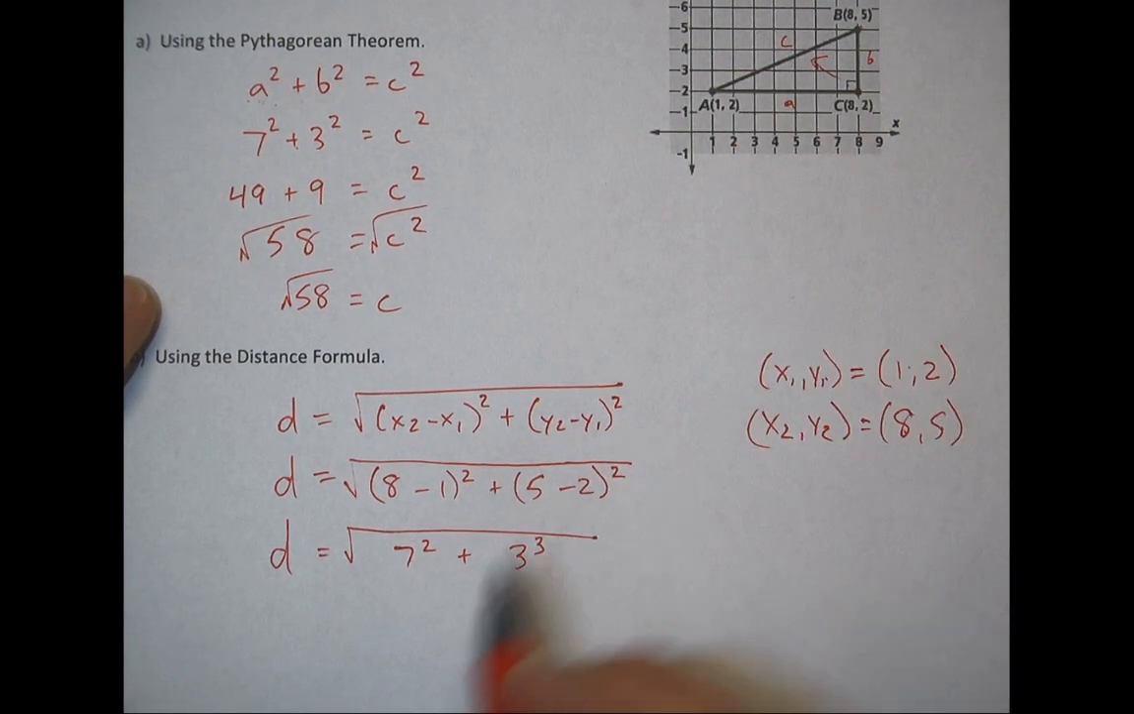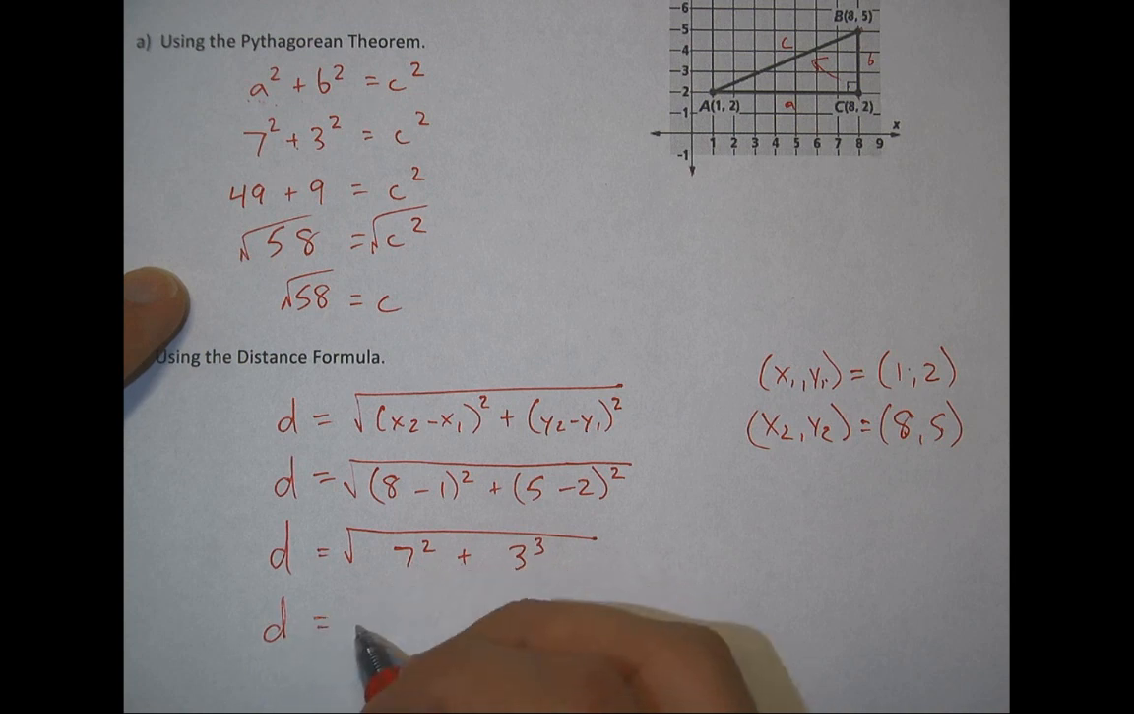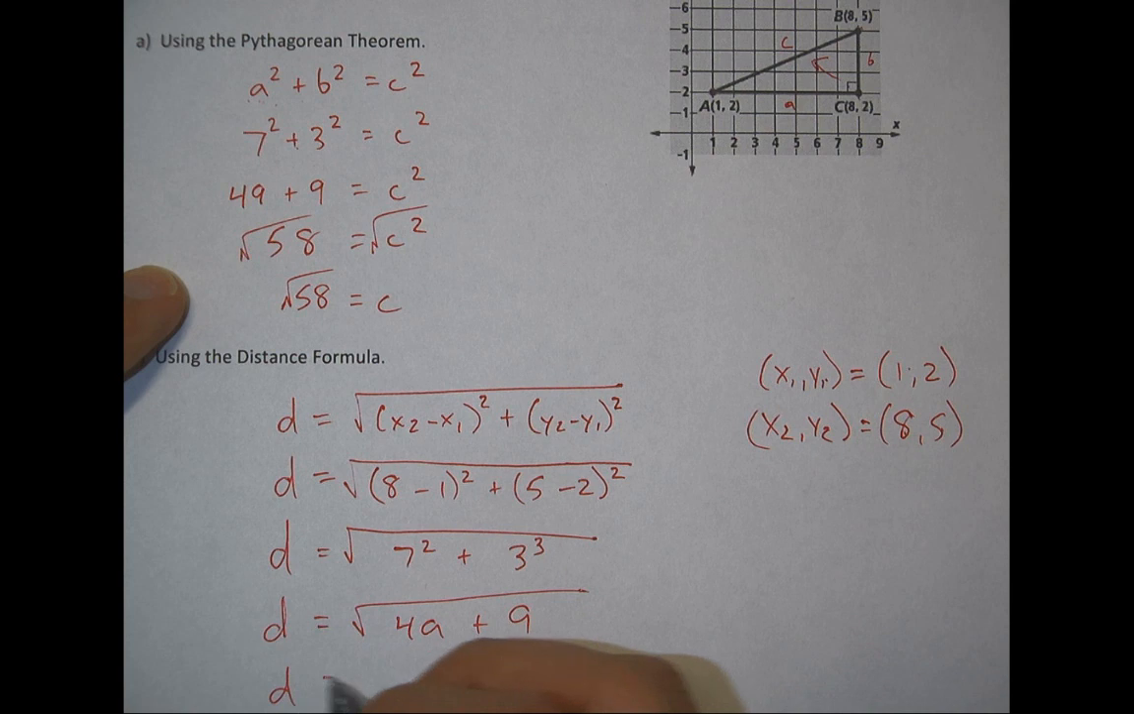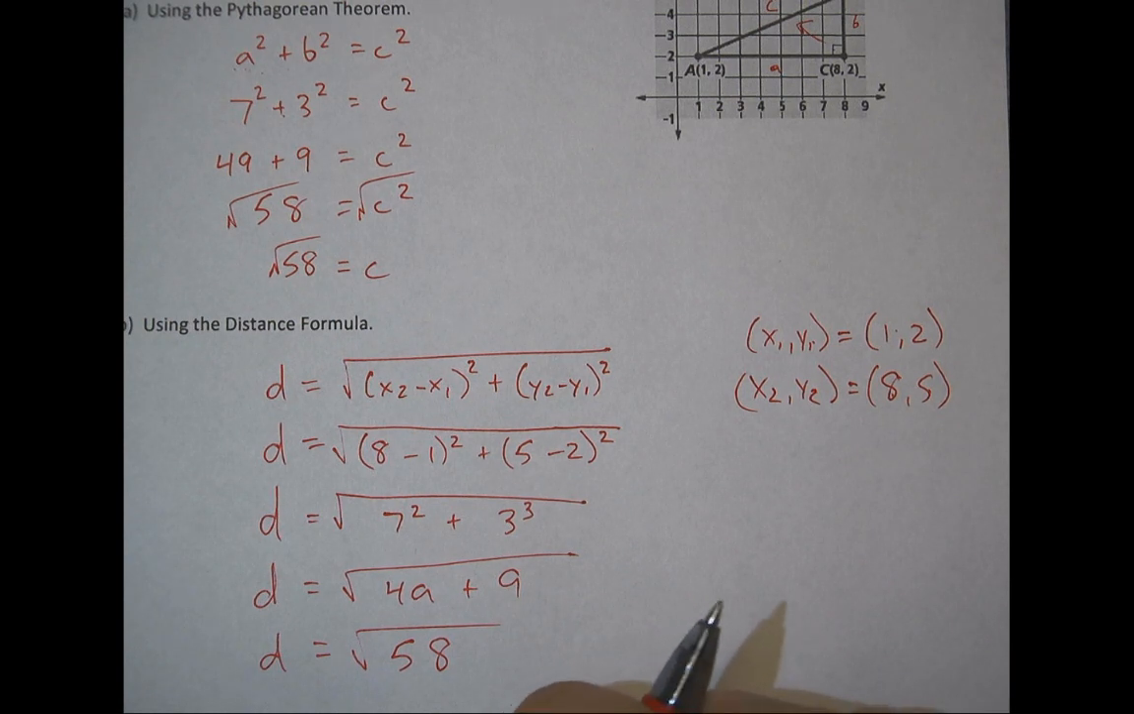All we need is 2 points. We don't need the full triangle. All right, so D equals, we're going to have 49 plus 9, so square root of 58. And again, if we wanted to put that as a decimal, you just plug it in your calculator. Simplest radical form, this is it. Okay, there's no perfect squares that go into 58.